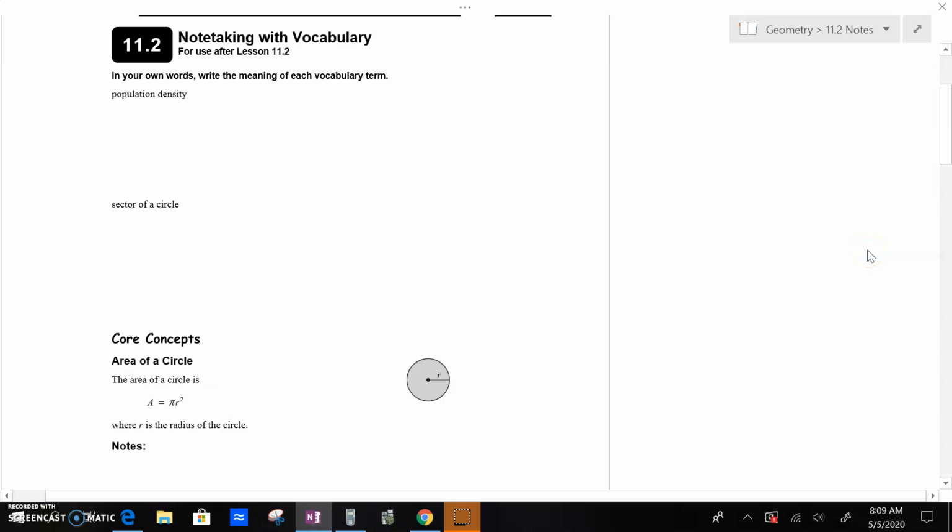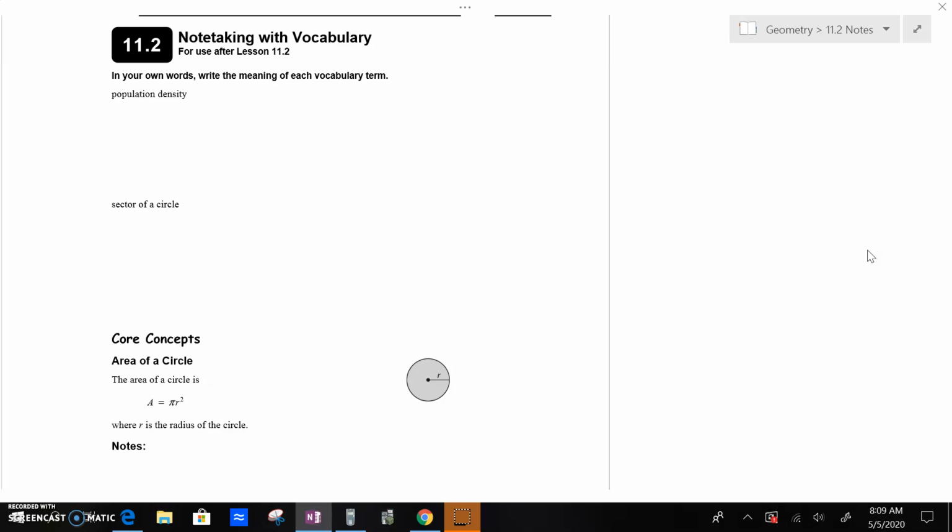Okay, so this is a video for the notes on section 11.2, and 11.2 is talking about the area of a circle. So area of a circle is a formula that you encounter much earlier in your math careers, and it is written on the note sheet.